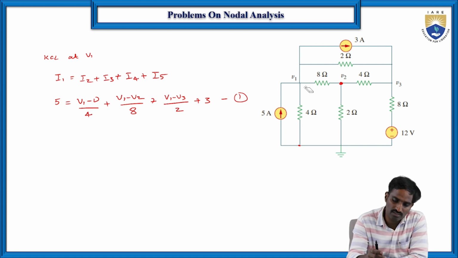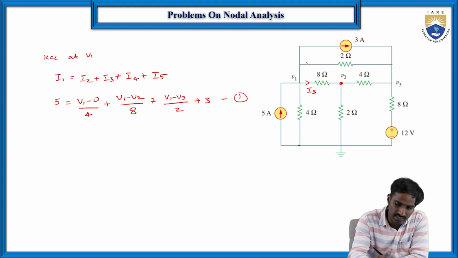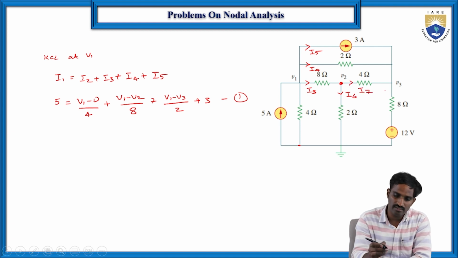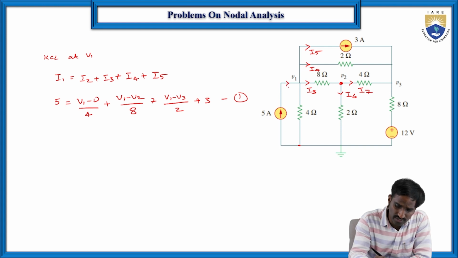Otherwise, indicate the same way here. So before it was I3, here it is I4 and here it is I5, right? The same way you can make it. Then let us consider here it is I6 and here it is I7, right? And for this one that we have considered, here it is I1 and here it is I2.